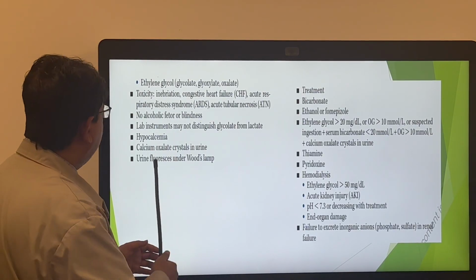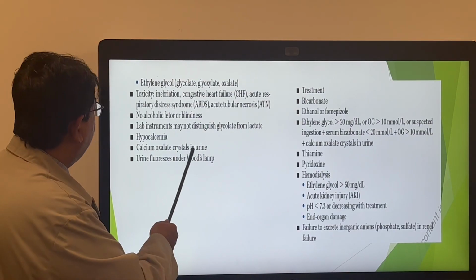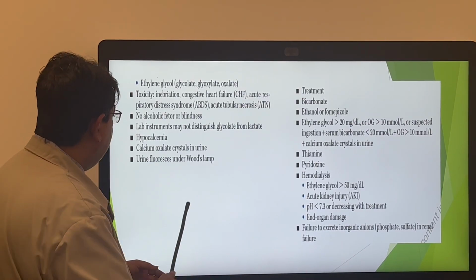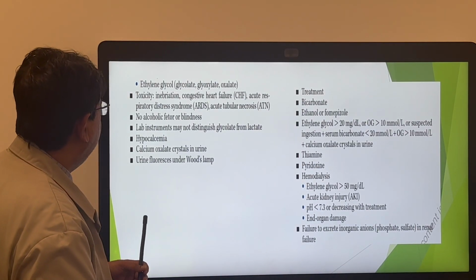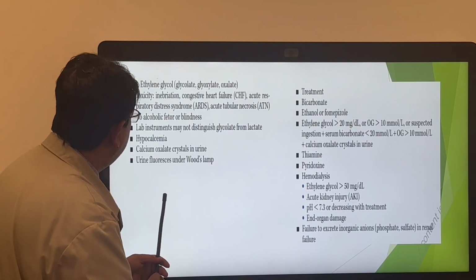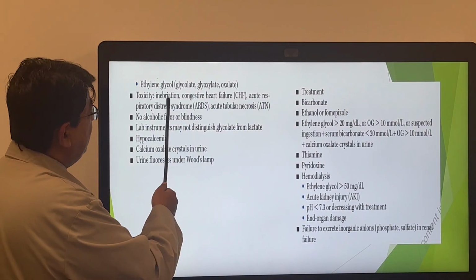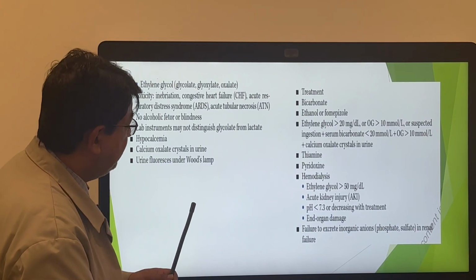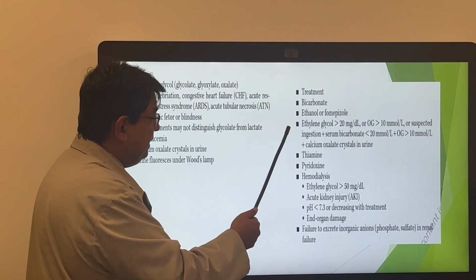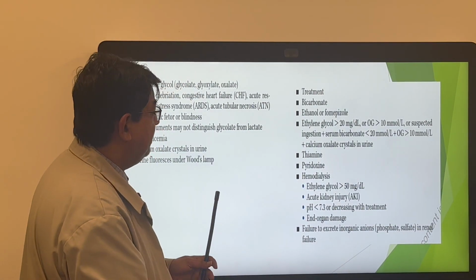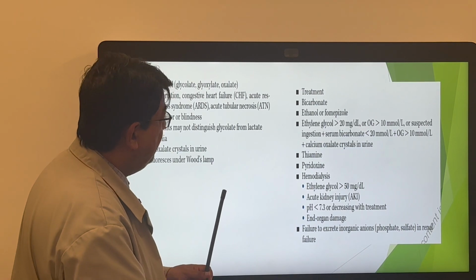Ethylene glycol. You want to think about calcium oxalate crystals in the urine. The urine fluoresces under Wood's lamp. You do not have any alcoholic feature or blindness. You may see inebriation, congestive heart failure, ARDS, and acute tubular necrosis. Bicarbonate support is indicated. Fomepizole or alcohol can be used to prevent conversion.